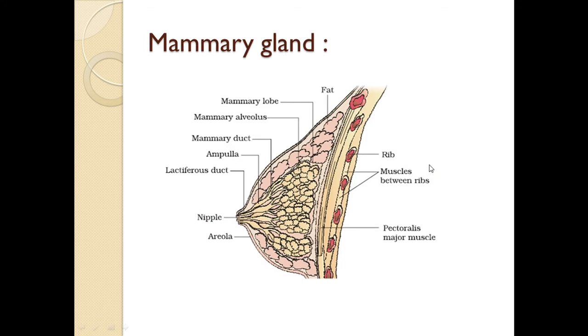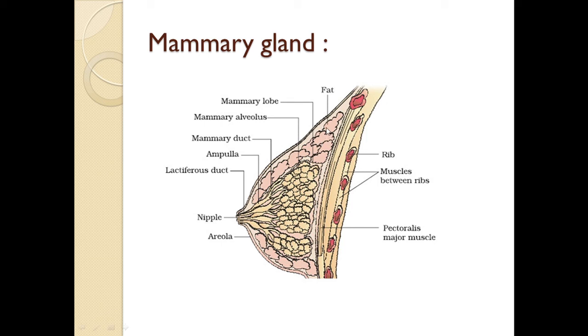Now we have to discuss the mammary glands. A functional mammary gland is a characteristic of all female mammals. The mammary glands are paired structures which are also known as the breasts, that contain glandular tissue and a variable amount of fat. Here you can see the sectional view of the female mammary gland. It consists of a variable amount of fat tissue.